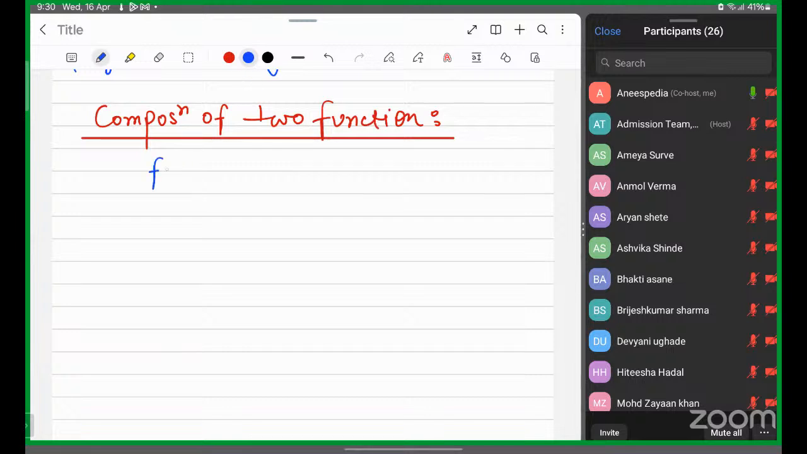So let's say I have a function f, which is defined on set A to B, and there is another function g, which is defined on set B to set C. So functions f and g are defined in such a way that the output of function f will work as input of function g, which means the range of function f is the domain of function g. If this is the case, we can define composition of two functions.